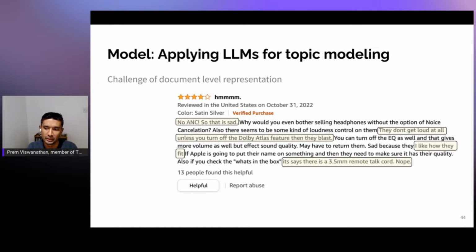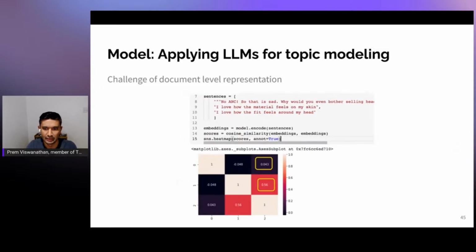He's talking about this device not having active noise cancellation. He talks about how the sound or volume level of this is not great. And he also talks about how the 3.5 mm cord doesn't exist within the package. So multiple signals are present in this one document. If you're trying to get a representation for the entire document, you're never going to be able to get those accurate details within it.